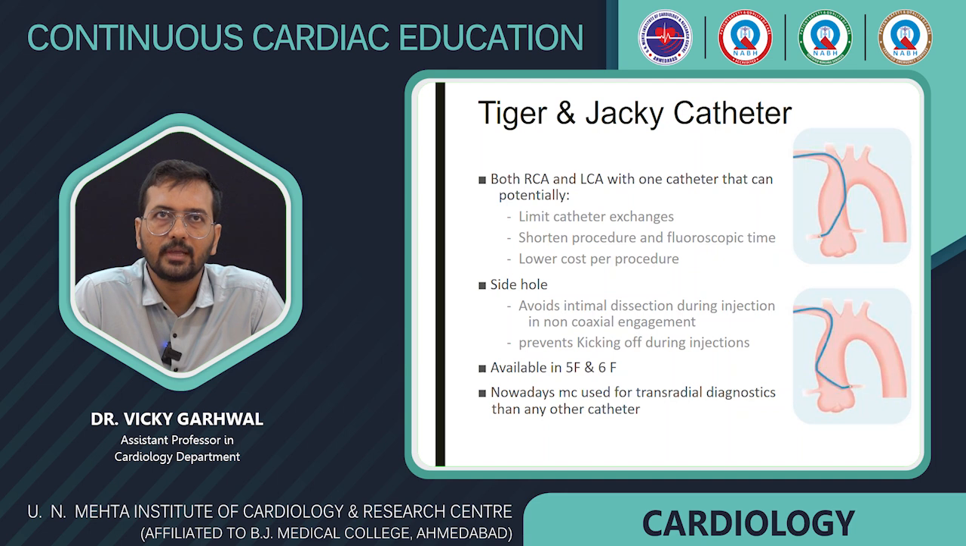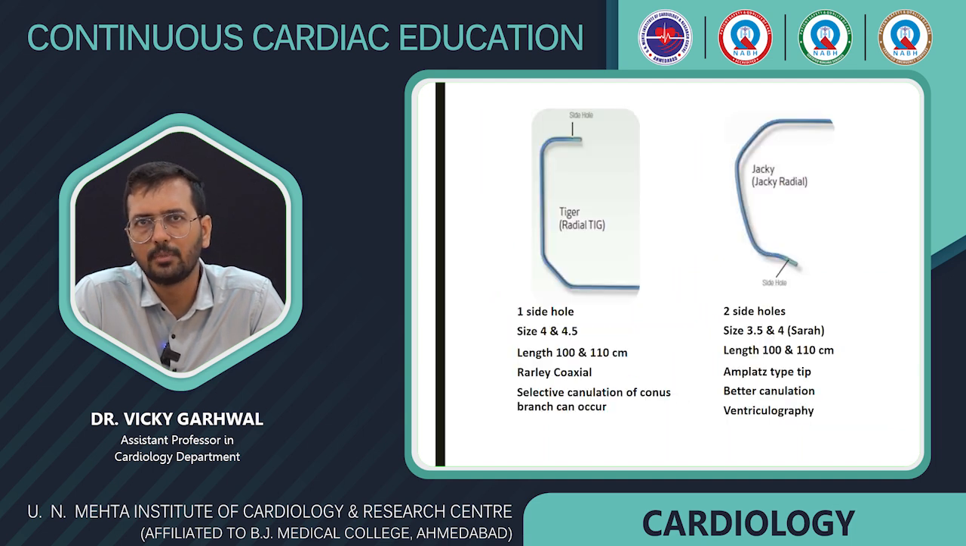So Tiger and Jackie catheters are universal catheters. They limit catheter exchange, shorten procedure and fluoroscopy time, and lower cost per procedure. Tiger has one side hole and Jackie catheters have two side holes. They avoid intimal dissection during injection in non-coaxial engagement and prevent kicking of the catheter during injections. They are available in 5 and 6 French sizes and are most commonly used for transradial diagnostic procedures.